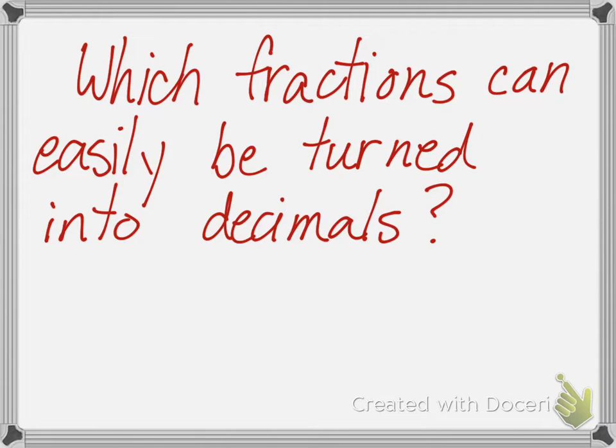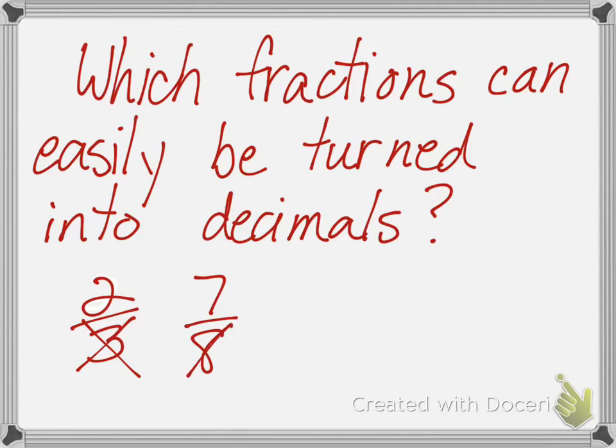We can do that with some. Can we do it with 2/3? No, we cannot, because that number 3 just does not work for us. It needs to be out of 10, right? Because we are working with a base 10 system. Can we do 7/8? No, the bottom number is not 10. We cannot use it. So last time we decided that only if the denominator is a 10, if there are 10 sections, then we can turn that into a decimal.